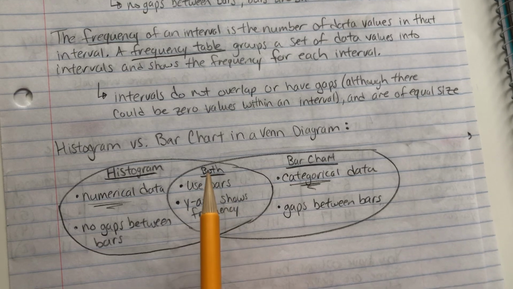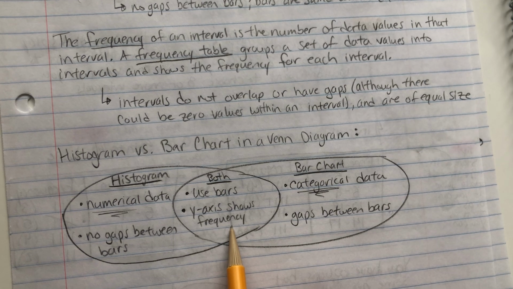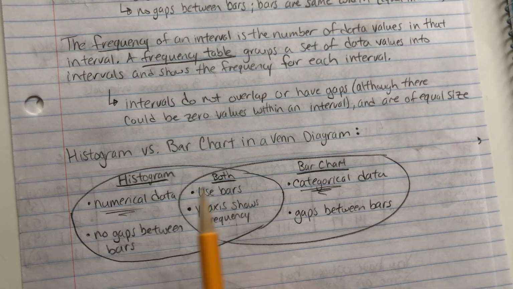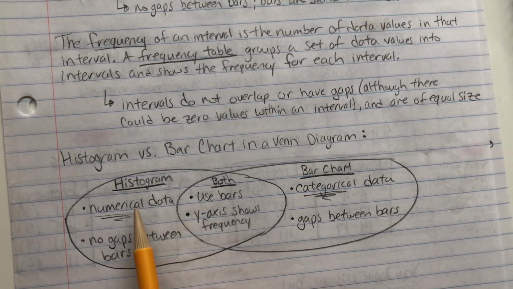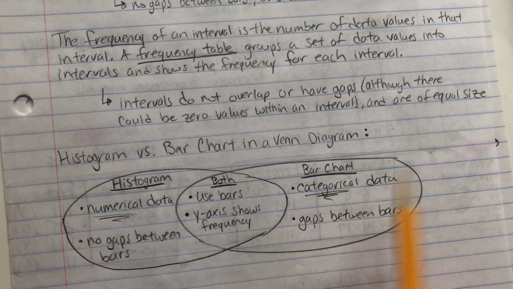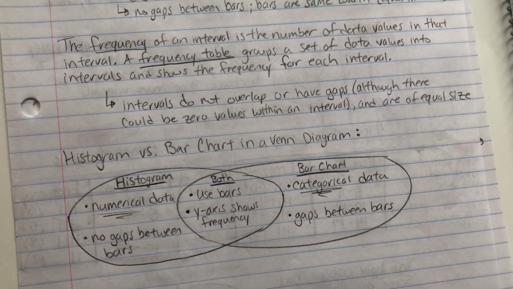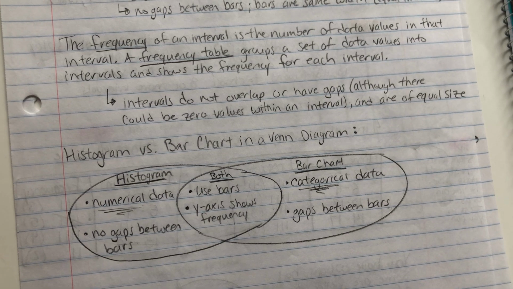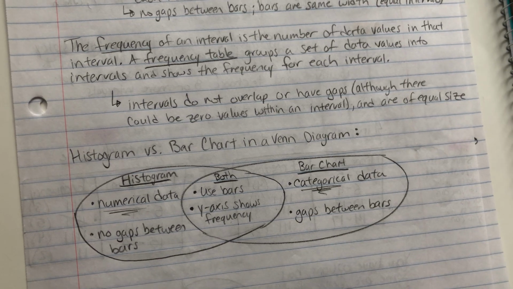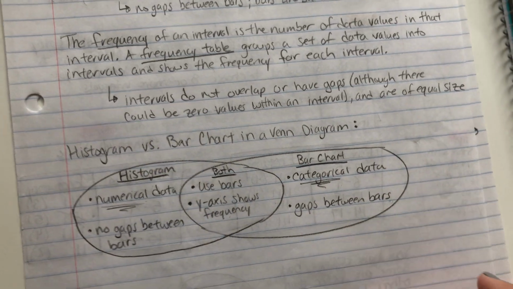To give you a visual of the difference between histograms and bar charts, both of them use bars, and the y-axis shows frequency, or how often something happens within that category. But a histogram shows numerical data, and there are no gaps between the bars. Bar charts show categorical data, and they do have gaps between bars. For example, if you're trying to find how many people's favorite colors are blue, purple, or green, that would be a bar chart. But if you're looking for scores or temperatures, anything that's numerical, that's when you would use a histogram.